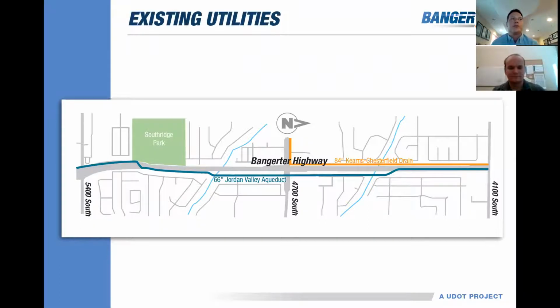These utilities will be considered when looking at different alternatives. If either of these utilities needs to be relocated, it could add a year to the project schedule, taking it from a year and a half to 2 years to 2.5 years to 3 years.